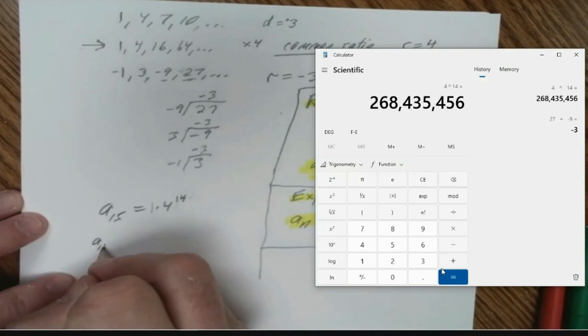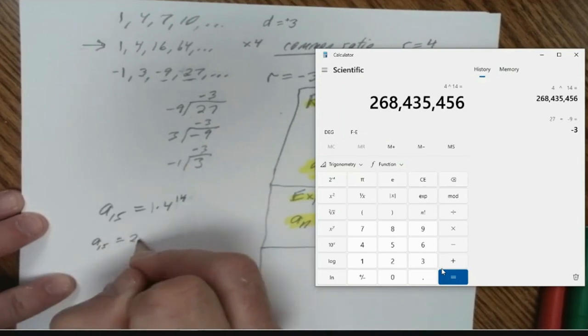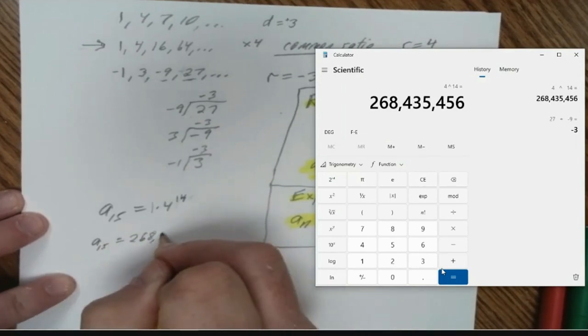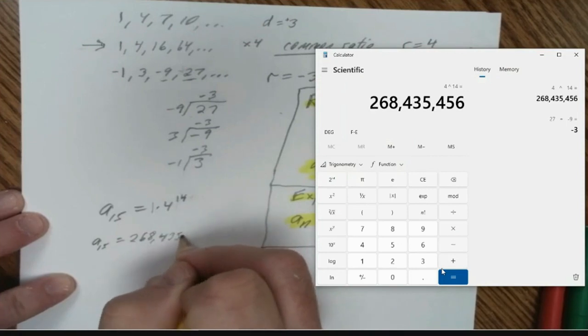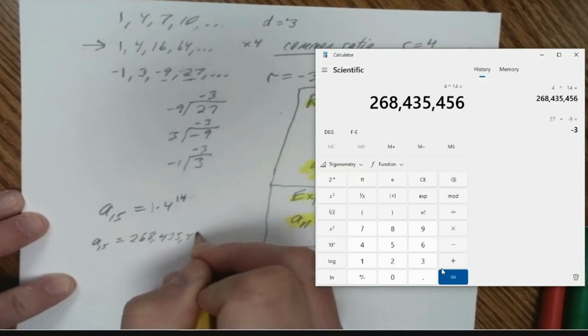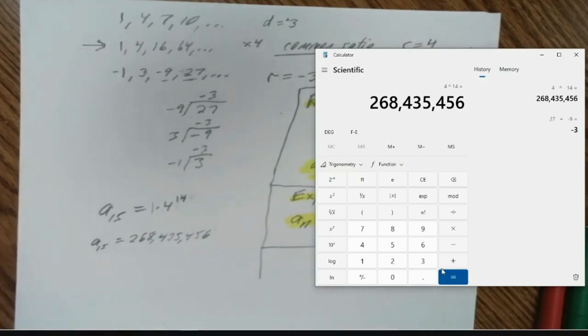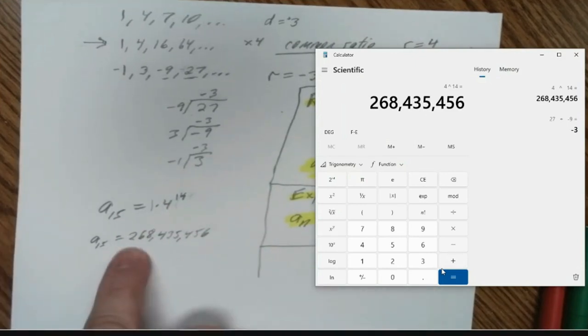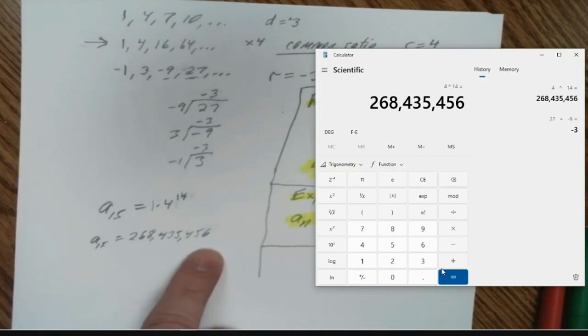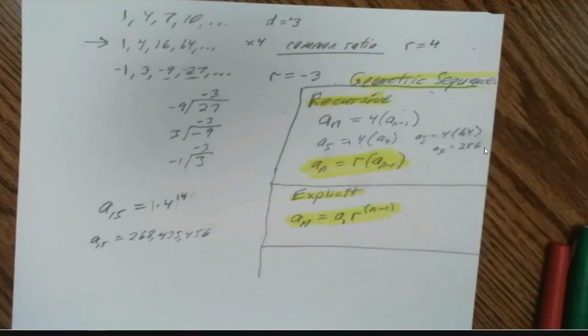The 15th term is 268,435,456 because we're multiplying by 4. So the next term will be over a billion because a sub 16 is 4 times that number. Big number. 268,435,456. Aren't we glad we didn't have to do recursive because we'd be dealing with bigger and bigger numbers, times 4 each time. But that is the explicit formula.